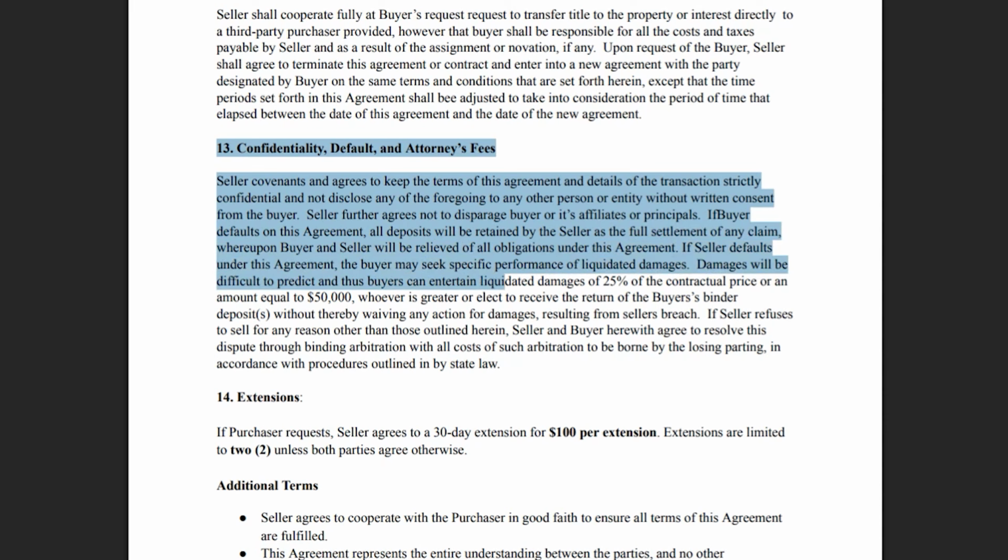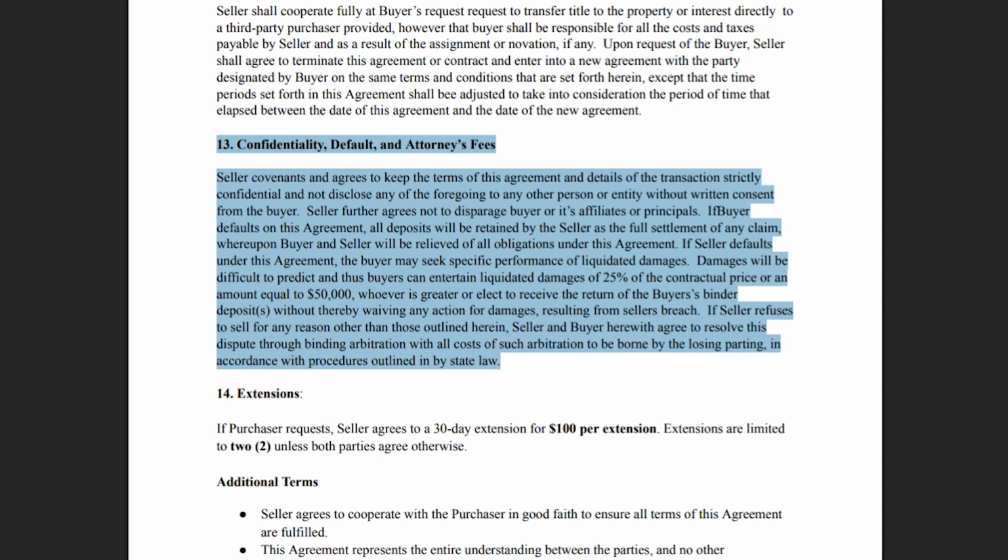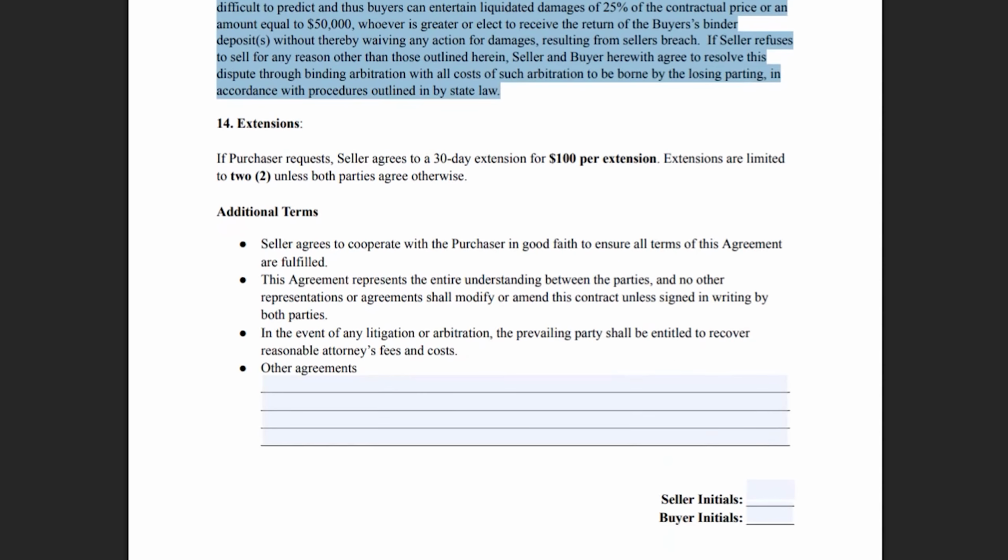If the seller defaults on this agreement, there's going to be liquidated damages in the amount of 25% of the contractual price, or $50,000, whichever is greater. If the seller refuses to sell for any reason, the seller and the buyer herein agree to resolve this dispute in binding arbitration, with the cost of such arbitration to be borne by the losing party in accordance with the procedures in the state law, right? So obviously you want to know your state law.